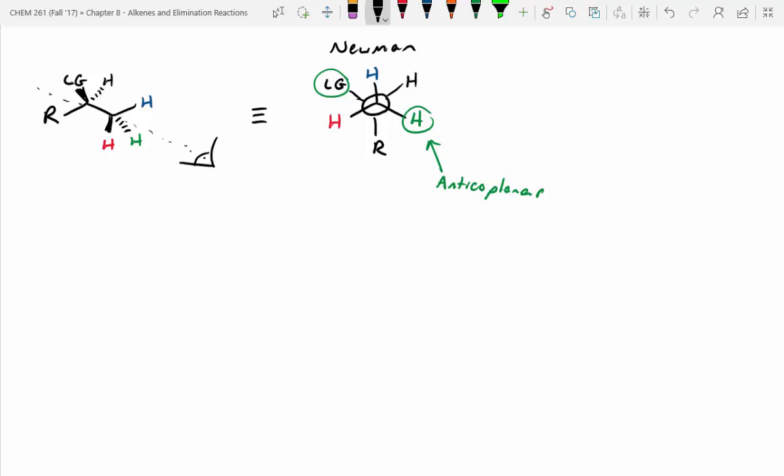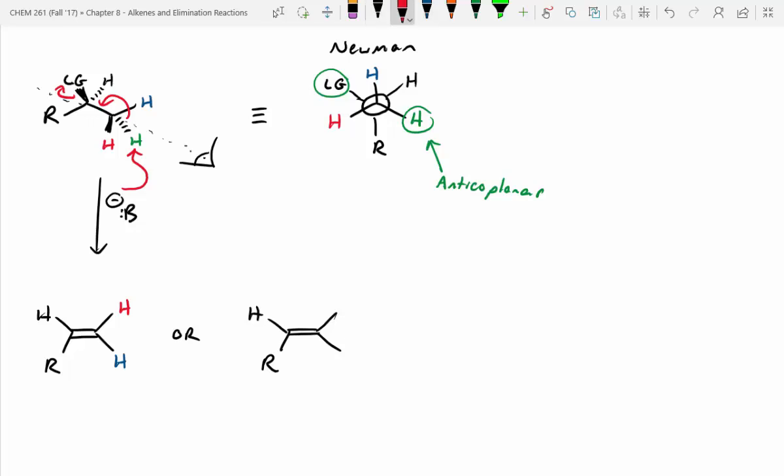All right, so when we do this E2 reaction, what we're going to do is take some sort of base. Typically it's a strong base, something with a negative charge, and we're going to pluck off that green proton. We're going to clamp down, and we're going to kick off our leaving group. All right, but now we've got 2 different options for our product, and we're going to consider both of these. We should have the red and blue proton left over, right? So the question is, is the red proton going to be trans to the R group, or is it going to be cis to the R group?